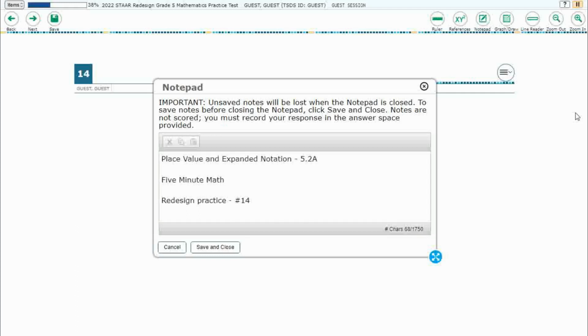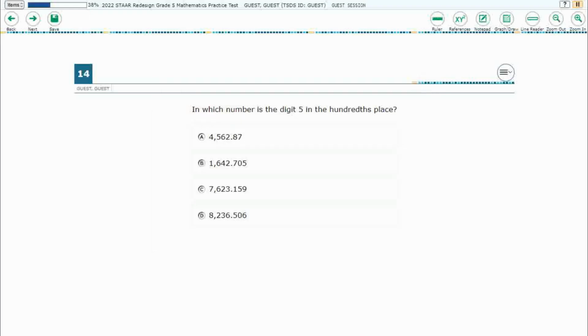Today we are looking at the fifth grade concept of place value and expanded notation. This is standard 5.2A in the great state of Texas, and we are using item number 14 off the Redesign Practice Online STAAR Test. If you haven't done so already, please go ahead and take a moment to pause the video, work this problem out on your own, unpause it, and we will look at our answers together.